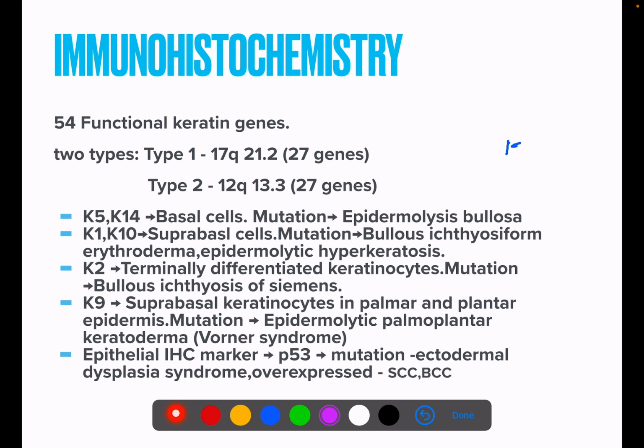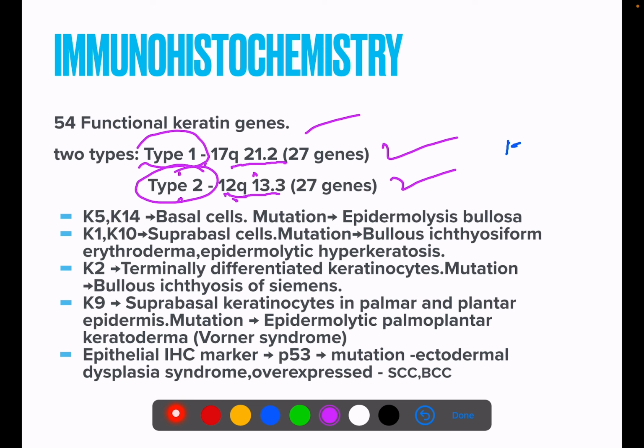So immunohistochemistry, 54 functional cytokeratins. Type 1 to type 17, 27 genes. There are basically two types, type 1 and type 2. Type 1 17q21.2, type 2 12q13.3. Not important. Both have 27 genes. You can write this.